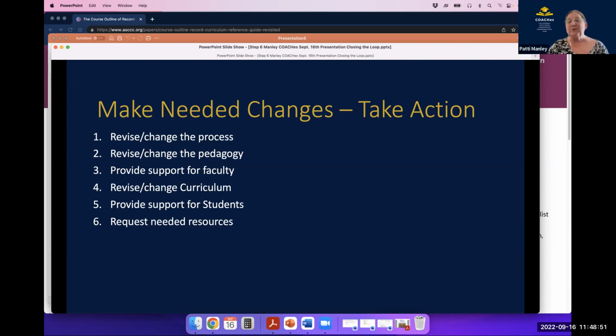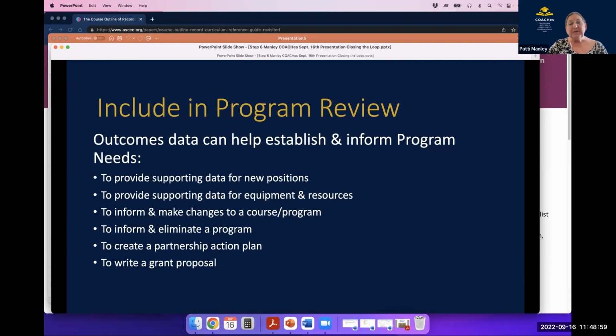And I know I've gone through this pretty quickly, but I want to give it a little bit of time at the end for overall questions as well. And last but not least, we can include this data in our program review. It's important, we've talked about how we go from objectives to outcomes, to course outcomes, to program level outcomes, to institutional level outcomes. That data doesn't stay stagnant just within the course. We need to share it out and use it in other places across your campus.